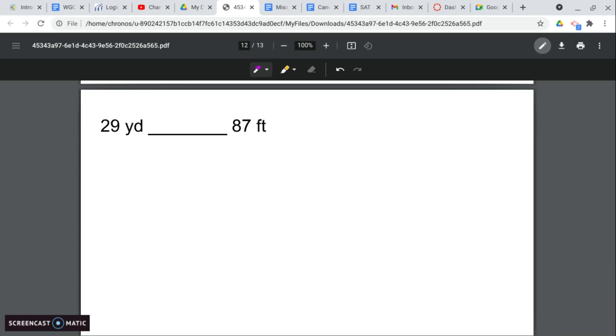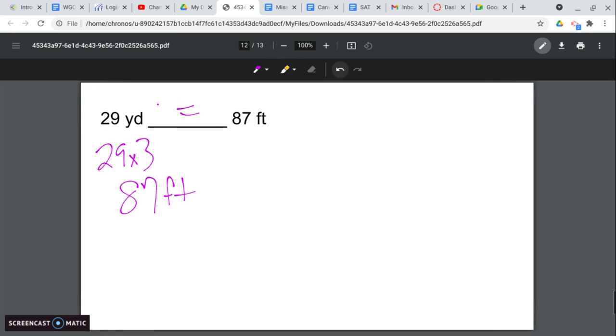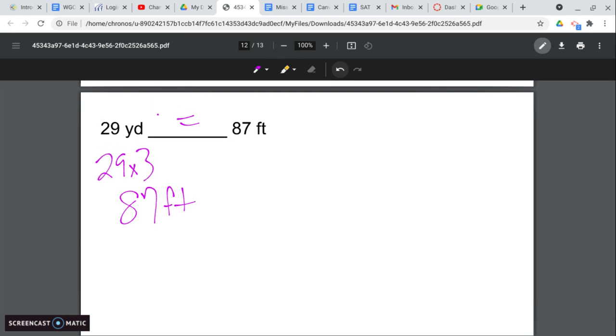All right. 29 times, oops, not 12, 3, because there's 3 feet in a yard. 29 times 3 is 87. So we have 87 feet equals 87 feet. So it is equal.